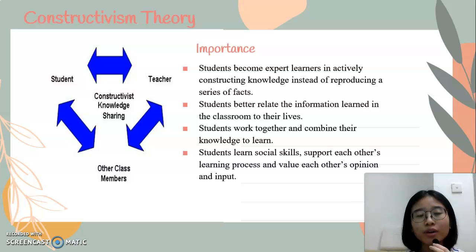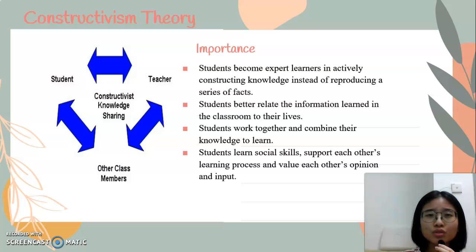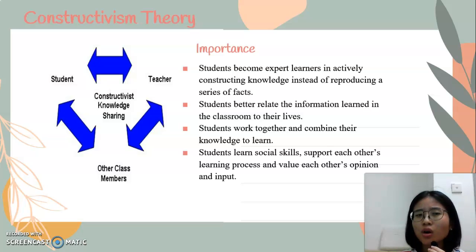Based on this diagram, we can clearly see that there is a relationship between the students, teachers, and other class members. It is different from other learning theories, in which there is a relationship only between the student and teacher. In this learning theory, the teacher only acts as the facilitator and students need to have group work and discussion with other class members in order to gain their knowledge.